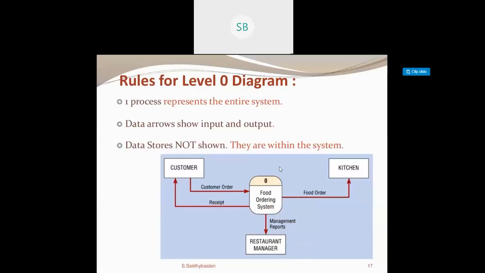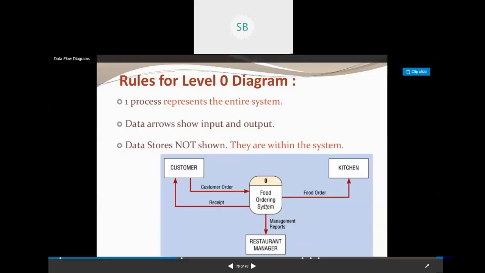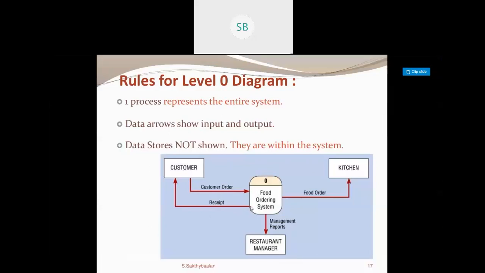Very simple. It will contain only one process, that is this one, food ordering system. This is the only process where we have an overview of who the entities are, that is, what data stores are there, and how the data is flowing. We are not breaking it down here, though the food ordering system may not be a simple one. For a small project, a context level will be enough. But for big projects, a context level diagram will not be enough. Then we go for decomposition, that is level 1 or level 2.